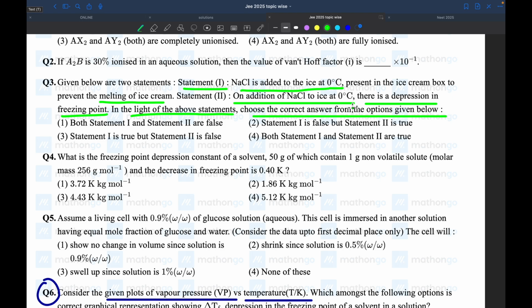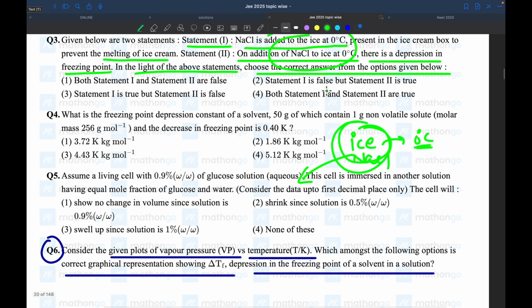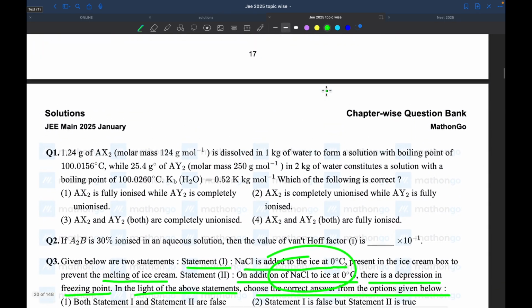Statement 1 and statement 2 are true. Both are true, right? Why? Because ice without salt melts at 0 degrees Celsius, right? When ice is mixed with NaCl, its melting point gets further lower and lower, so therefore NaCl prevents ice from melting so that you can keep the ice cream frozen.